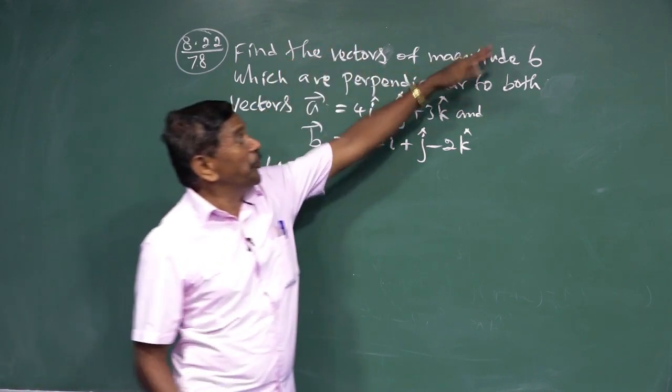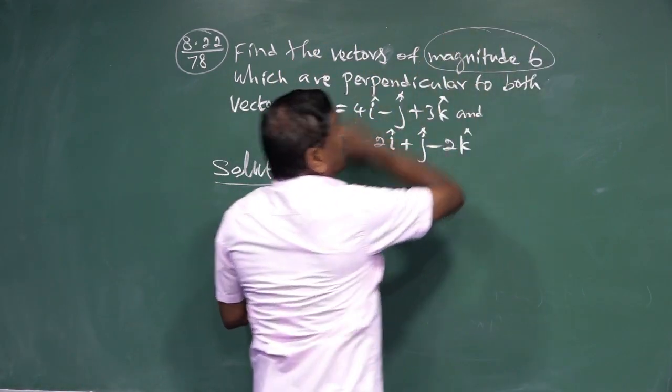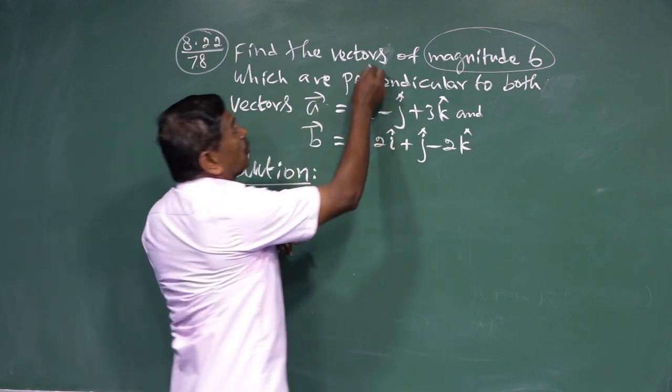Find the vectors of magnitude 6 which are perpendicular to both A vector and B vector.